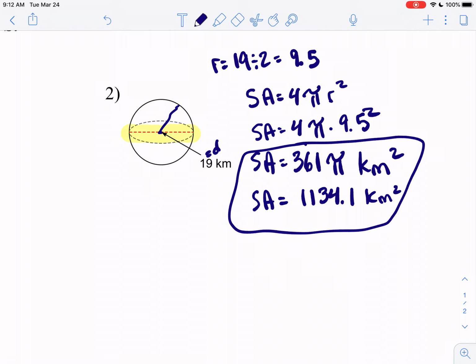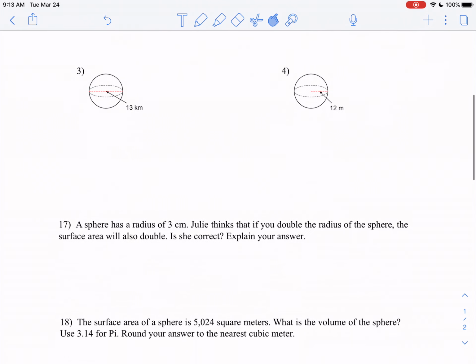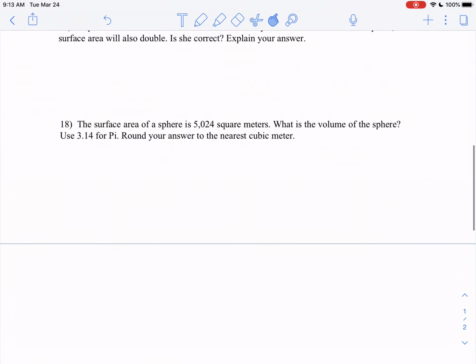So it's actually a pretty nice formula, right? There's no fraction, so it's better than all those volume formulas we've been working with, all the thirds, 4/3, and whatnot. It's not as complicated, which usually surface area feels more complicated, but this time it's not. So that's nice. Please let me or your teacher know if you have any questions about your day 5 practice. It looks like it's just 1 page.